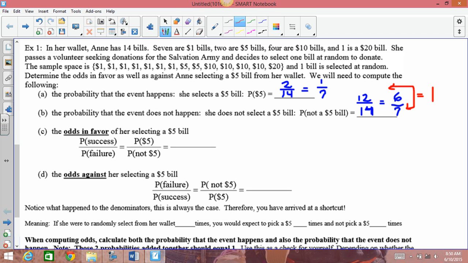So now, if I want the odds in favor of her selecting a $5 bill, since I want odds in favor, then I want the success, her actually selecting a $5 bill on top, and then the failure on the bottom, her not selecting a $5 bill. So like I said, I'm going to show all my work here in this first part, and then I'm going to show you the shortcut. So probability of her selecting a $5 bill, we've already calculated that to be 1/7, divided by probability that's not a $5 bill, that was 6/7. And so we definitely need to clean this up.